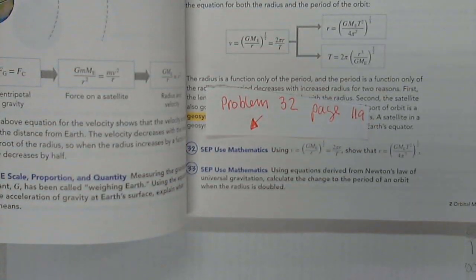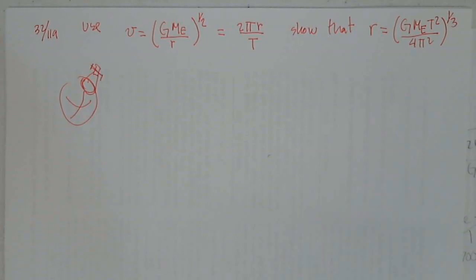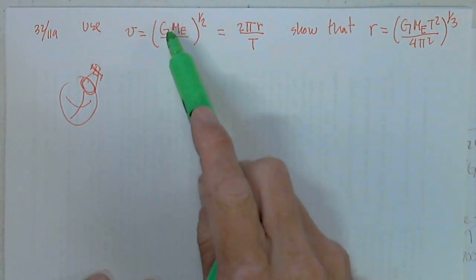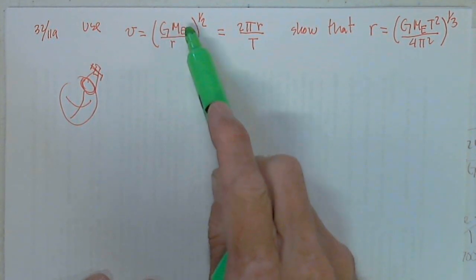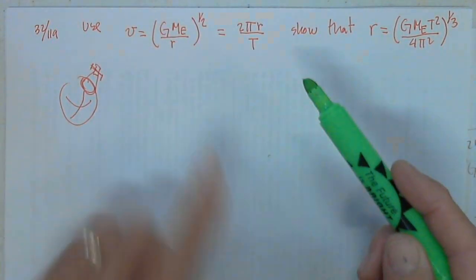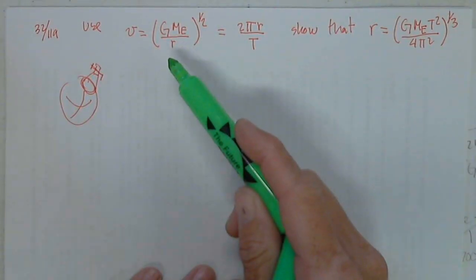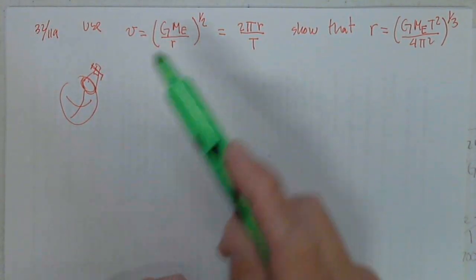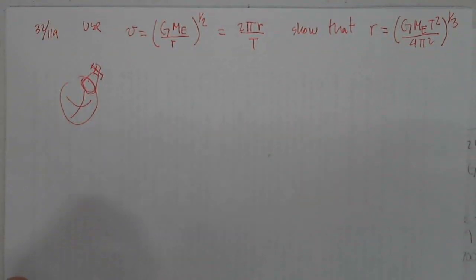Hello, today we are going to solve problem 32, page 119. So we need to use this equation. The velocity is the gravitational constant, the mass of the Earth divided by the radius, to the power 1/2. This is the equation that we got using the centripetal force equals the gravitational force.